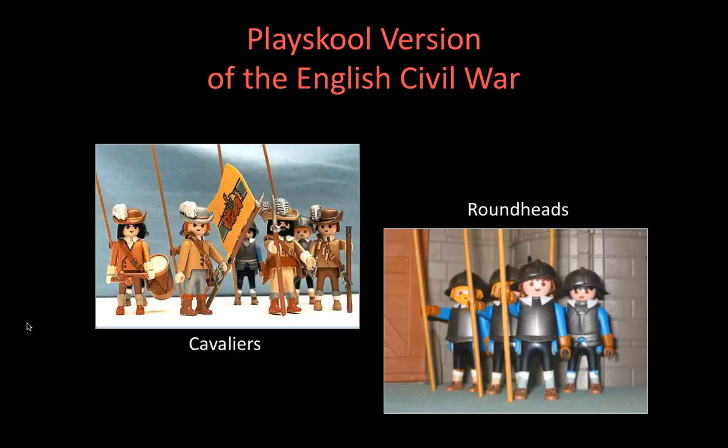Both sides, the Cavaliers and the Roundheads, had huge propaganda campaigns against the other, and according to John Merriman, quote, more than 22,000 newspapers, newsletters, pamphlets, broadsides, sermons, and speeches were published between 1640 and 1661.